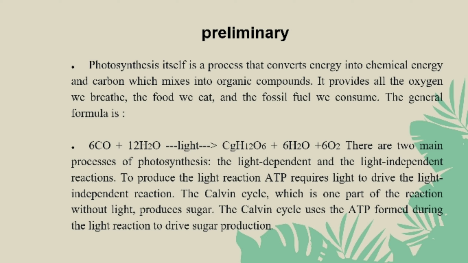There are two main processes of photosynthesis, the light-dependent and the light-independent reaction. The light reaction produces ATP and requires light to drive the light-independent reaction. The Calvin cycle, which is one part of the reaction, produces sugar. The Calvin cycle uses the ATP formed during the light reaction to drive sugar production.